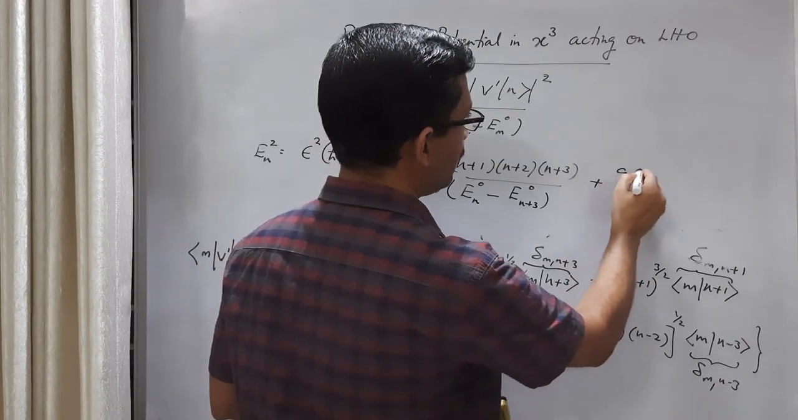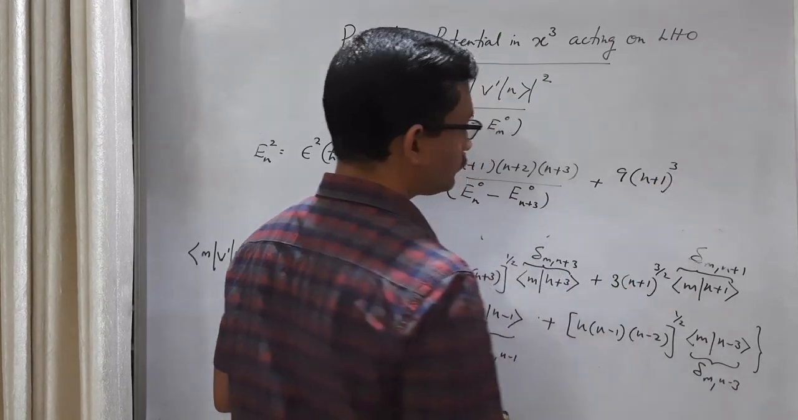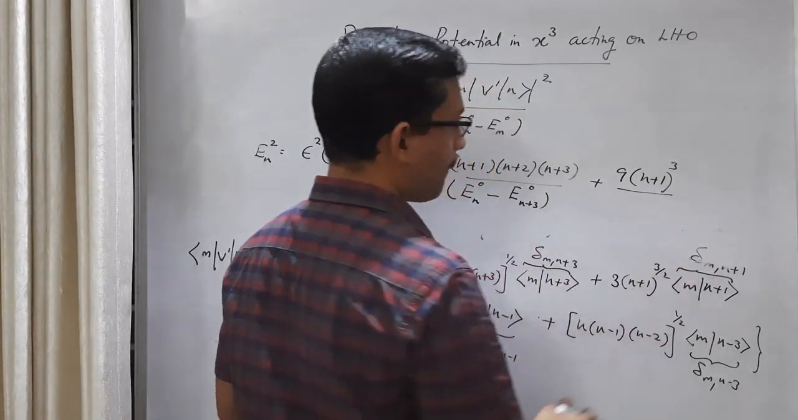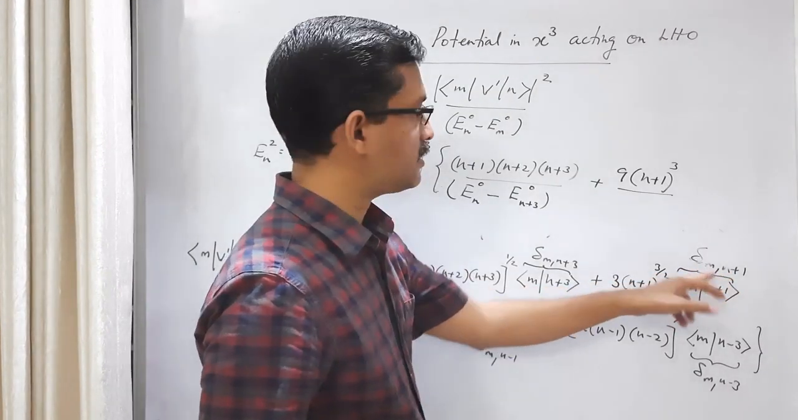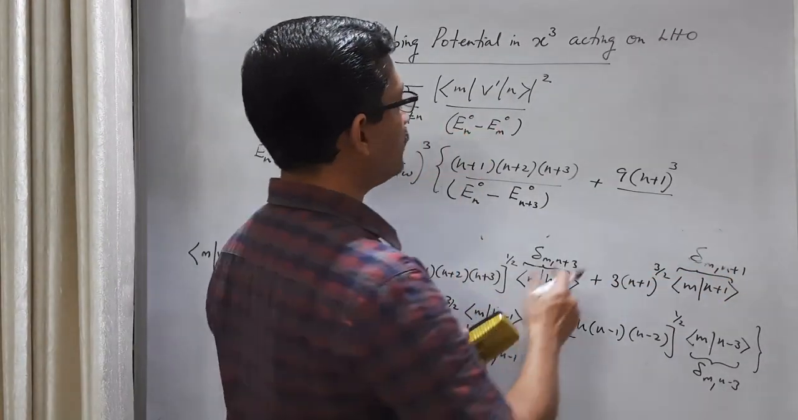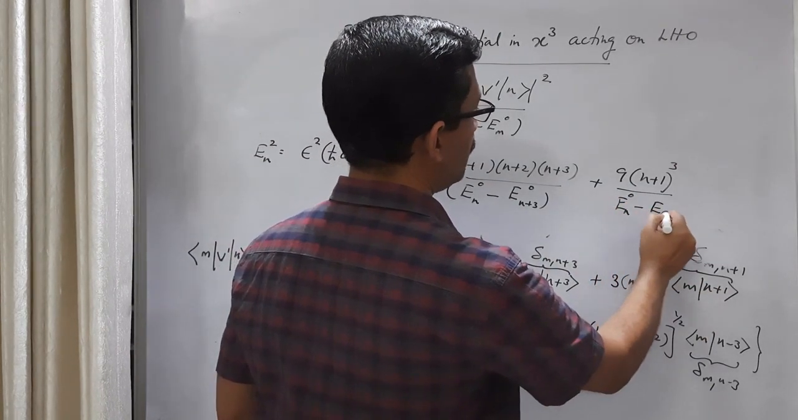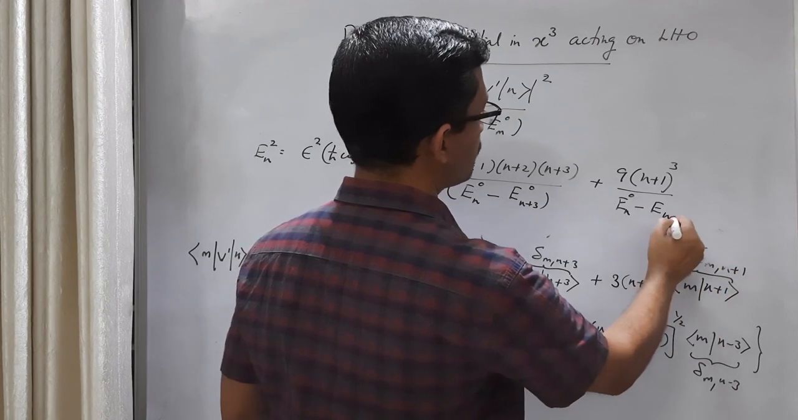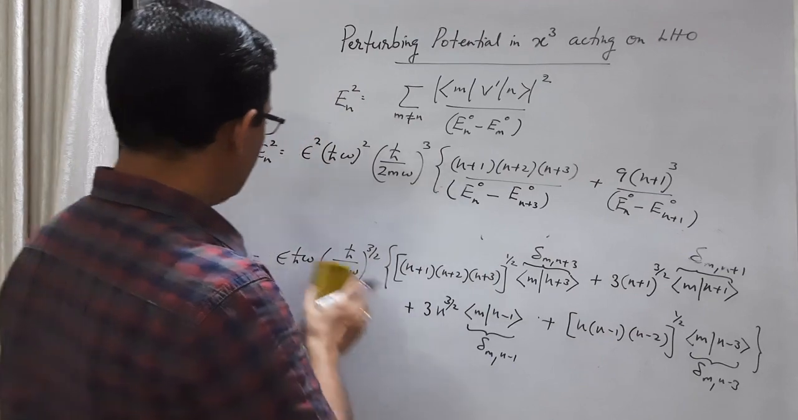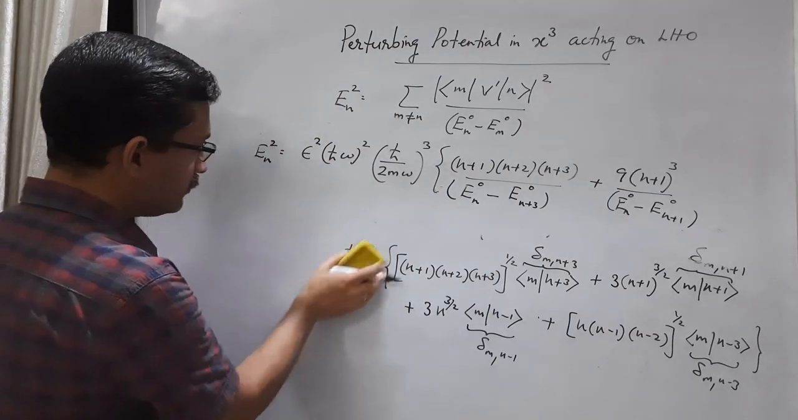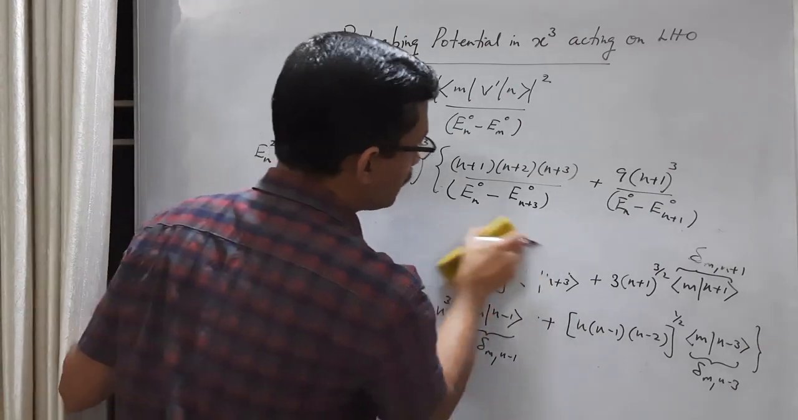Plus here 3 square will be 9, the square of this one will be n plus 1 whole cube divided by, here m should be equal to n plus 1 in this summation. So the denominator will be E_n^(0) minus, m should be equal to n plus 1, so E_(n+1)^(0). Okay. 2 more terms are remaining, these 2 terms, let us consider them.